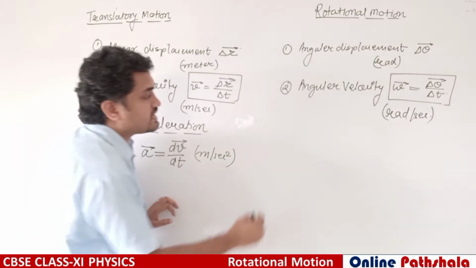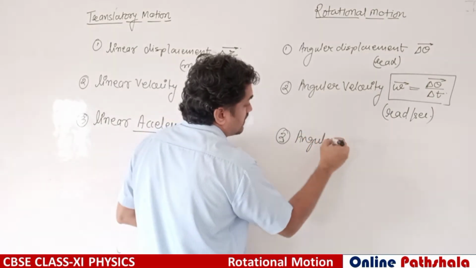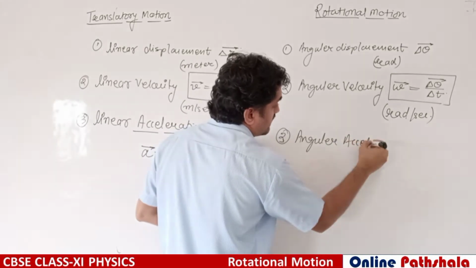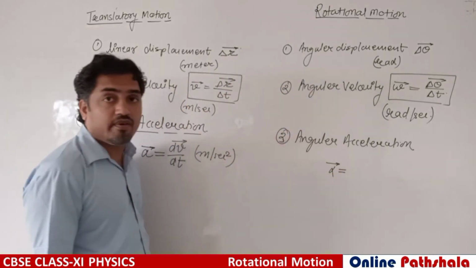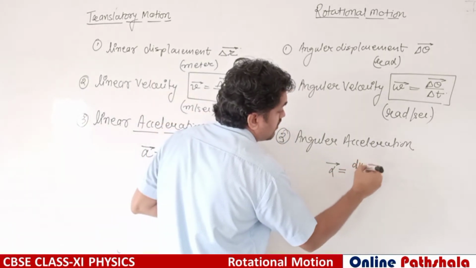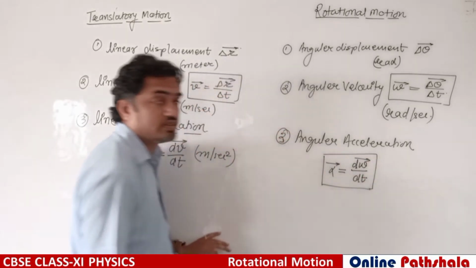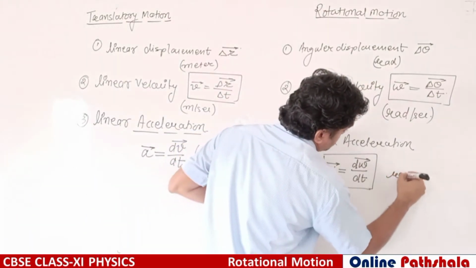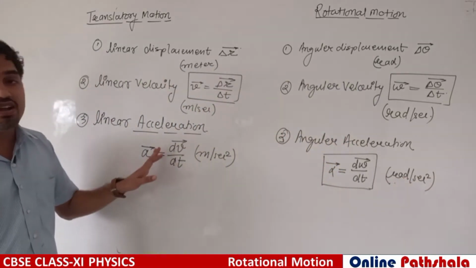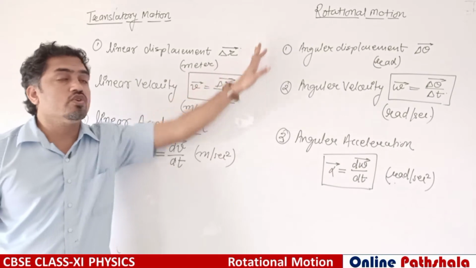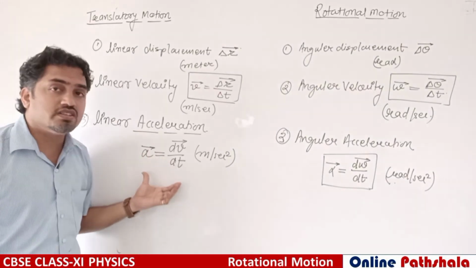Okay, same as it is in rotational motion, we can understand angular acceleration. It is denoted by alpha vector. And what is alpha? It is d omega vector divided by dt. So it is angular acceleration, measured in radian per second square. So we can understand the concept of angular acceleration in rotational motion, same as the concept of linear acceleration in translatory motion.